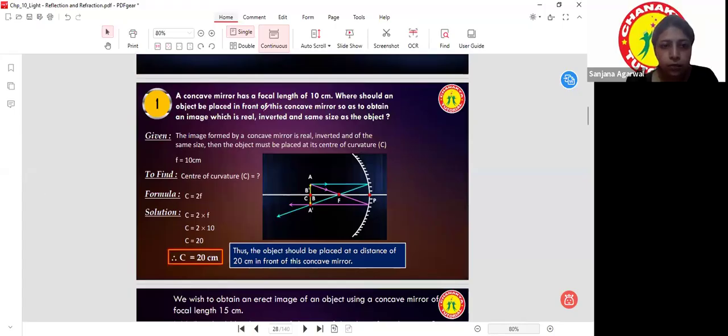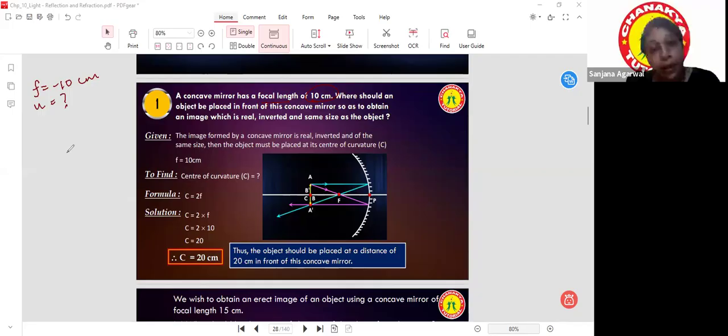A concave mirror has a focal length of 10 centimeters. Focal length, concave mirror. Okay. A concave mirror has negative focal length, so it will be -10. Where should an object be placed in front of this concave mirror, meaning u is to be found out, so as to obtain an image which is real, inverted, and the same size as that of the object? Very simple.